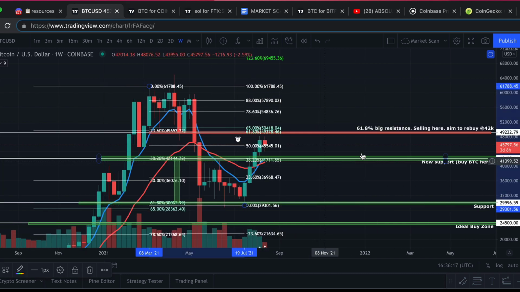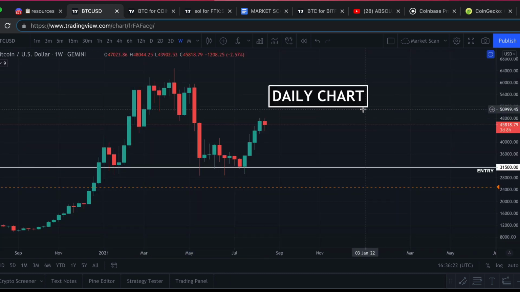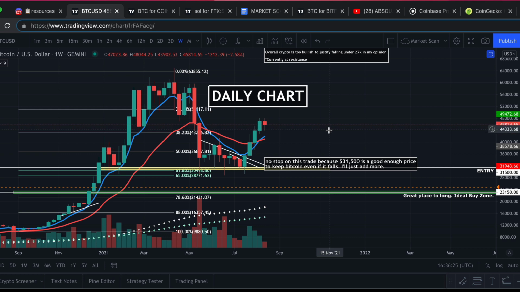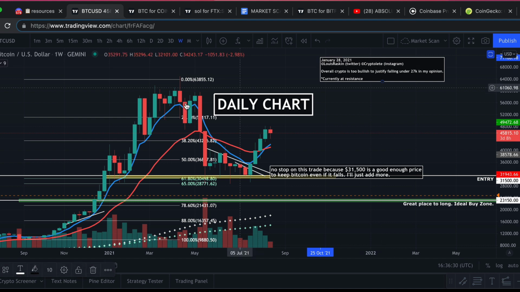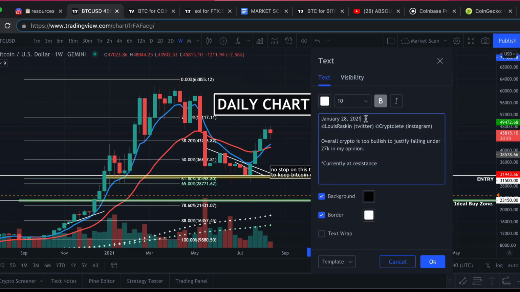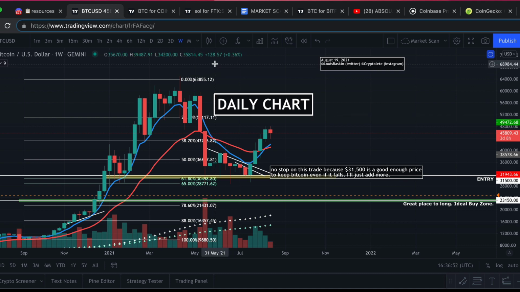So that's Bitcoin on the weekly. Let's go down to Bitcoin on the daily chart. Yeah, this was the old one from January. Look at this, January, man, I don't even know. August, what is it, 19th? Yeah, 21. Okay. This is a daily chart now.